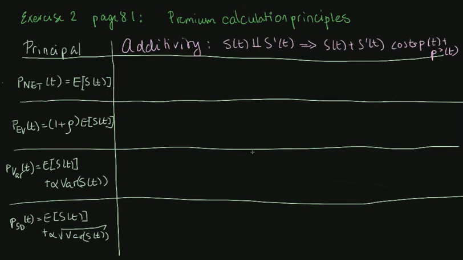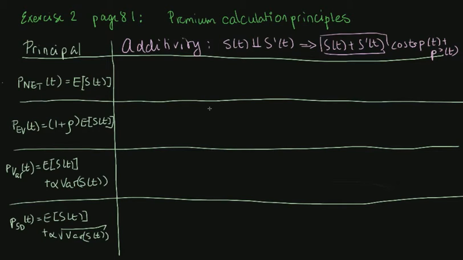So now we will look at the additivity requirement, which says that for two different total claim sizes that we look at, S of t and S prime of t, if we assume that these two are independent, then the total cost for these claims, so the total cost when we add them together, should be the cost of insuring S of t plus the cost of insuring S prime.